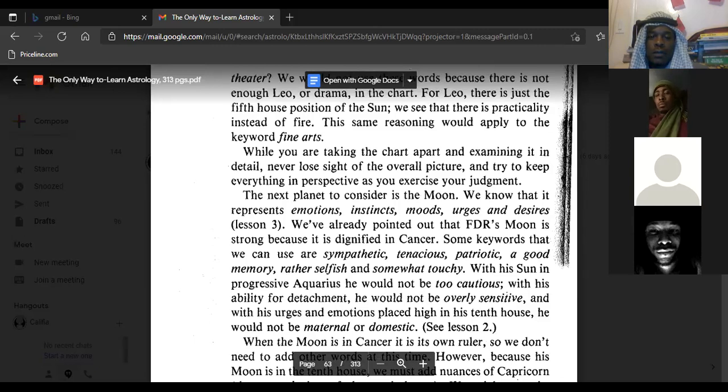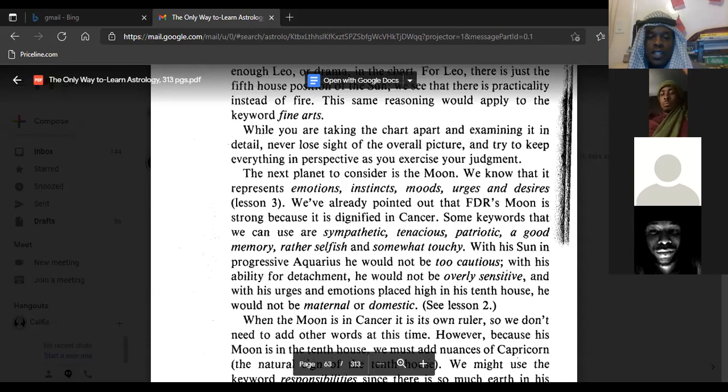The next planet to consider is the moon. We know that it represents emotions, instincts, moods, urges, and desires. See lesson 3. We've already pointed out that FDR's moon is strong because it is dignified in Cancer. Some keywords that we can use are sympathetic, tenacious, patriotic, a good memory, rather selfish, and somewhat touchy. With his sun in progressive Aquarius, he would not be too cautious with his ability for detachment. He would not be overly sensitive. And with his urges and emotions placed high in his 10th house, he would not be maternal or domestic.